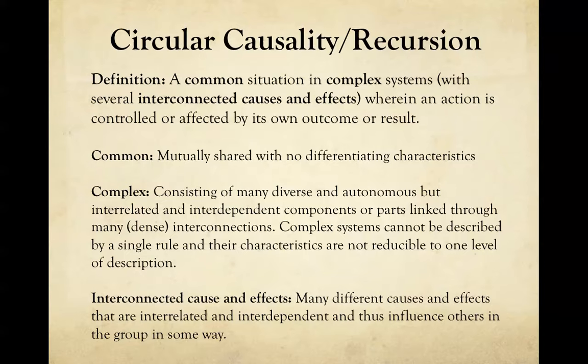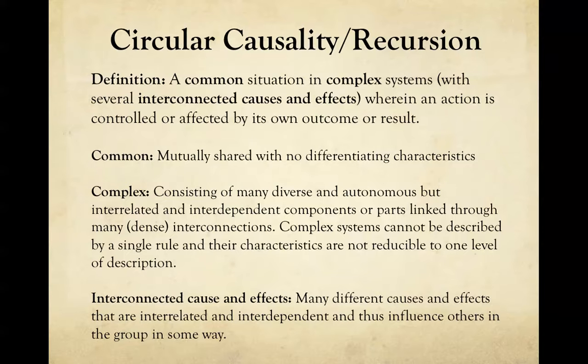A family, or even a subsystem of a family, is one such complex system that consists of diverse and autonomous but interrelated and interdependent components. Now, in the definition, when it talks about interconnected causes and effects, what it refers to is many different causes and effects that are interrelated and interdependent and thus influence others in the group in some way. So this is a very, very complex and dense definition.